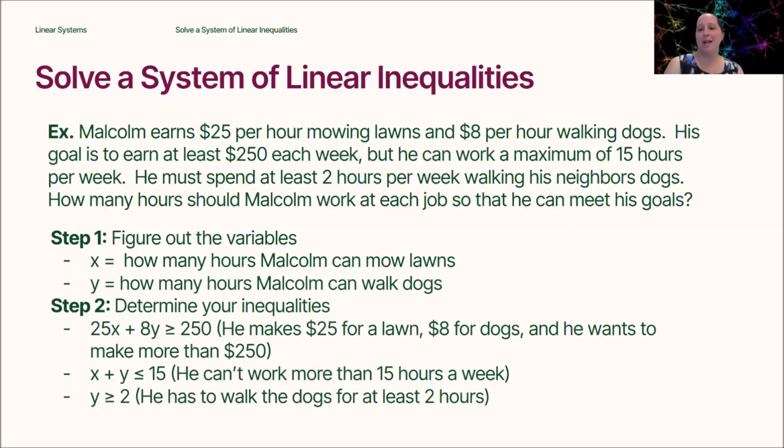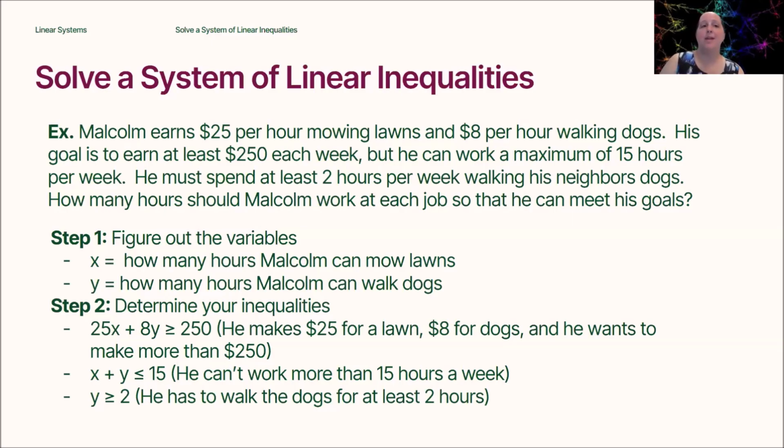So then I'm going to determine my inequalities. So 25x plus 8y is greater than or equal to 250. Okay, it's $25 per hour of mowing lawns. He makes $8 an hour walking the dogs. And he wants to earn at least $250. So he wants to make that or more than.